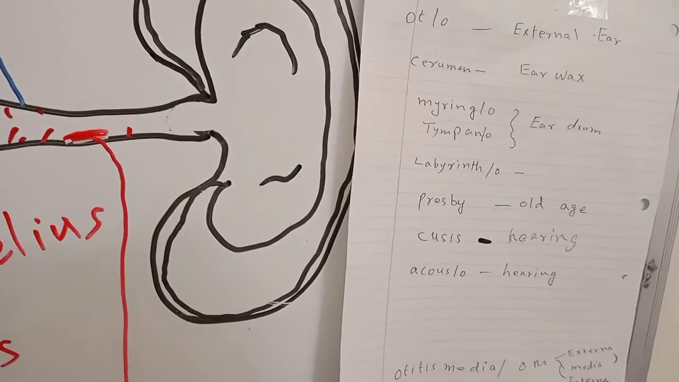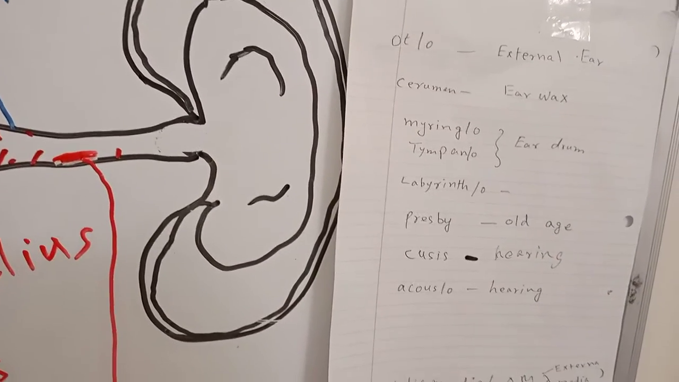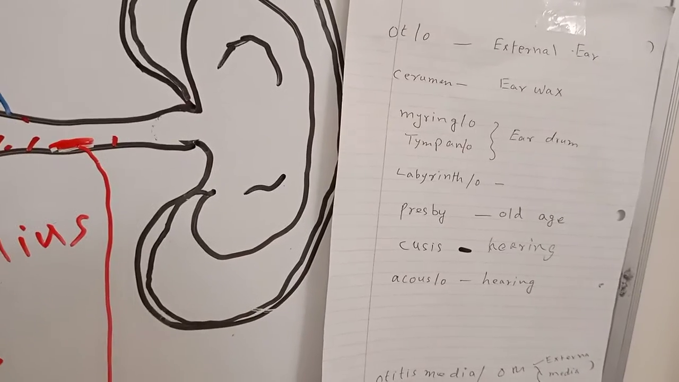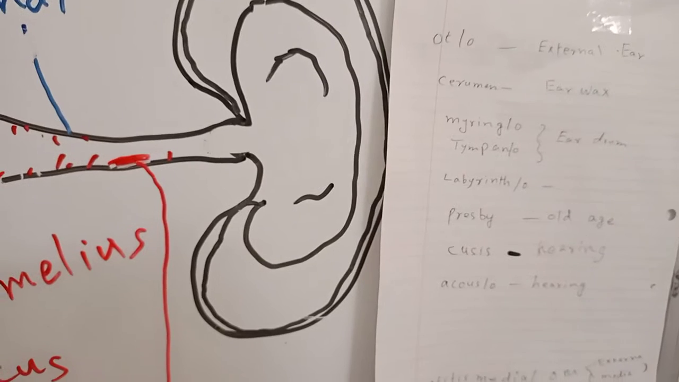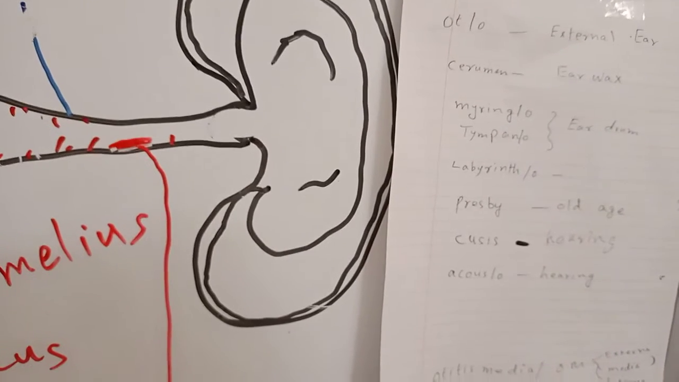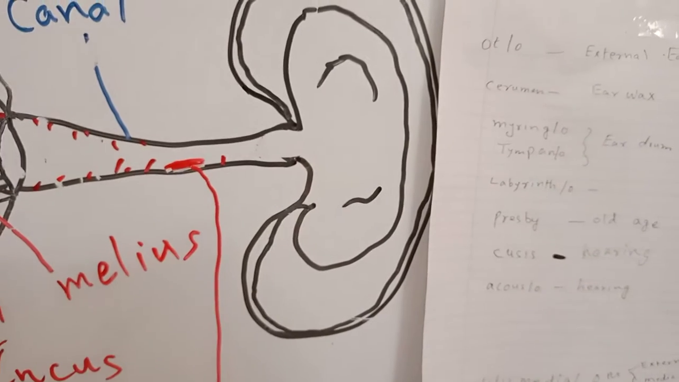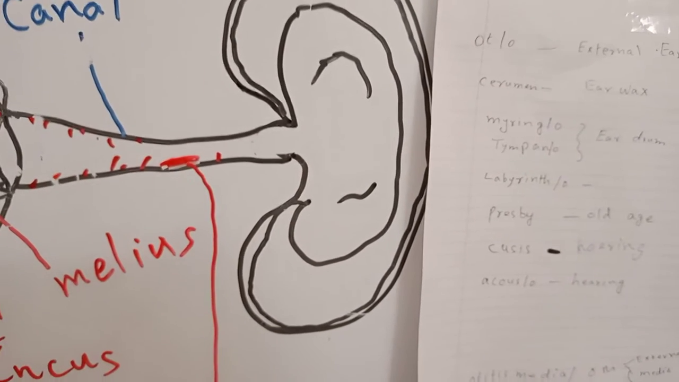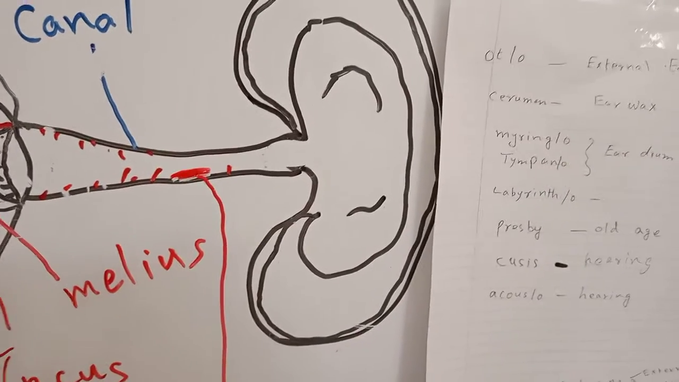Otomycosis. Myc is fungus, osis is abnormal condition, and oto is ear. So this happens in swimmers. This is also known as swimmer's ear, because when they swim in the water, this water is not clean and they get a fungal infection of the external auditory canal. That is known as swimmer's ear.